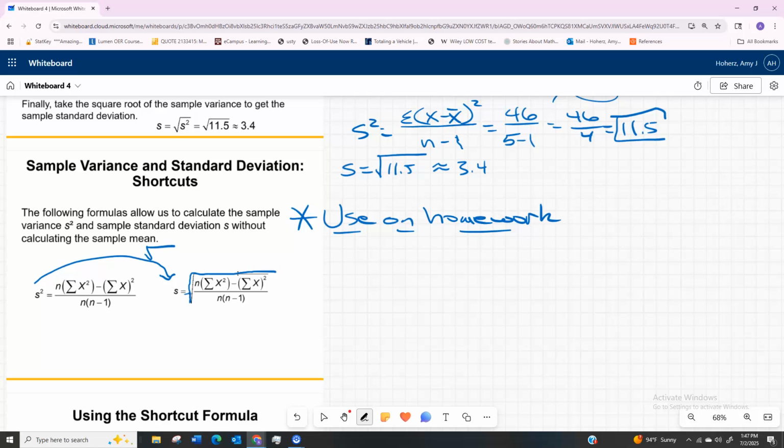Now this looks longer, but this is what's nice about the shortcut formula. The shortcut formula, if you notice, does not use mu or x bar in it. In this case it'd be x bar because we're doing sample. But there's no x bar. And so what's the benefit of that?